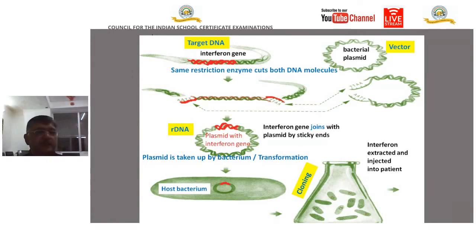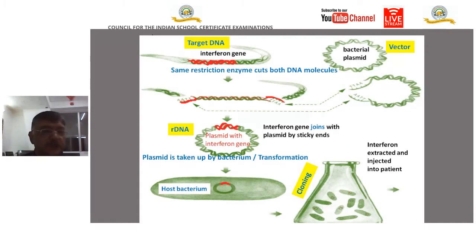Here, suppose we take an example of a human gene. It could be interferon, it could be insulin, it could be growth hormone, any gene. So we want insulin, interferon, or growth hormone produced by the process of genetic engineering. That means that gene is our target DNA, the passenger DNA, the foreign DNA, or the insert, as I said. So this has to be ligated to a vector. Here this bacterial plasmid, you can see, is acting as a vector.